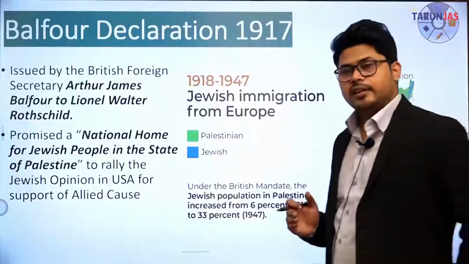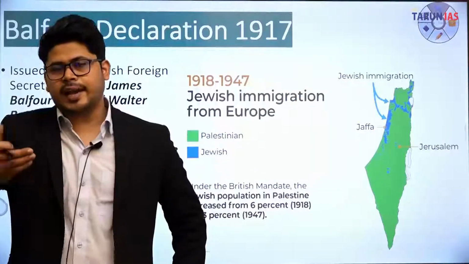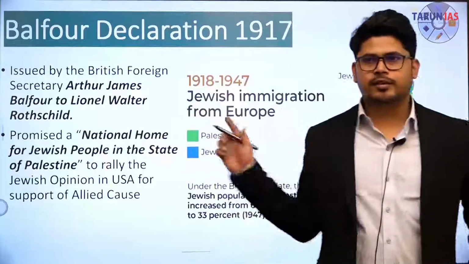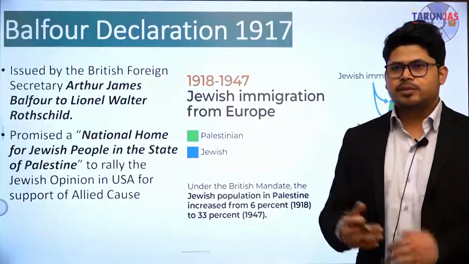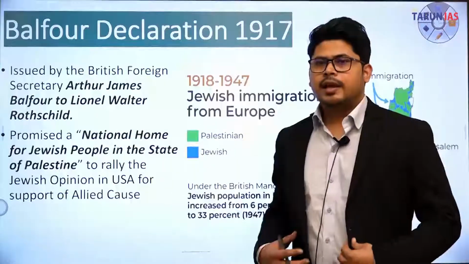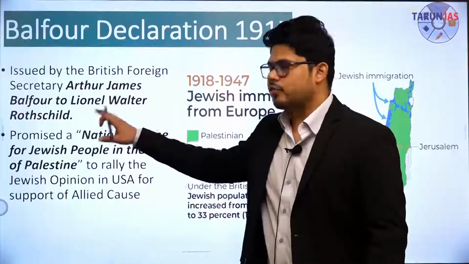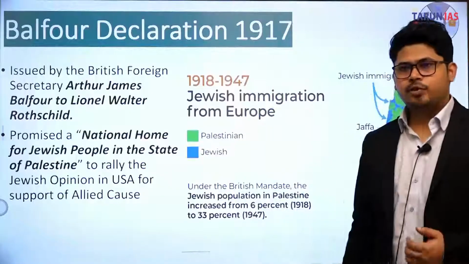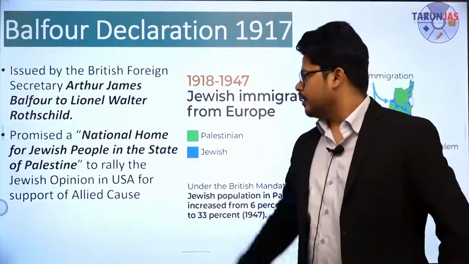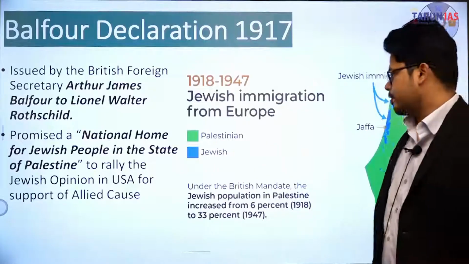And to rally the USA's opinion, the USA government behind the Allied powers, what the British government did was, the Foreign Secretary of Britain, Foreign Secretary matlab Foreign Minister basically, issued a declaration that is called the Balfour Declaration, on his name, and that was written to Lionel Walter Rothschild, that Britain would promise what? A national home for Jewish people in the state of Palestine. ठीक है. To rally the Jewish opinion of USA to support the cause of Allied nations.